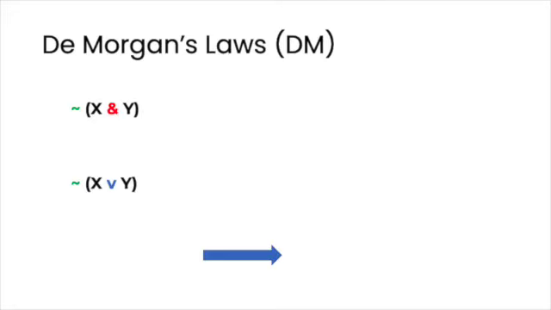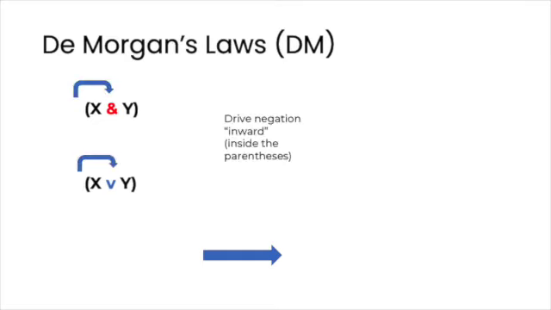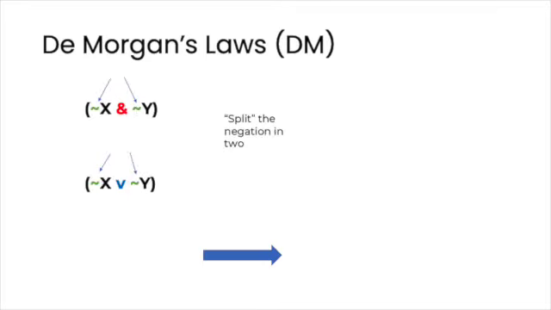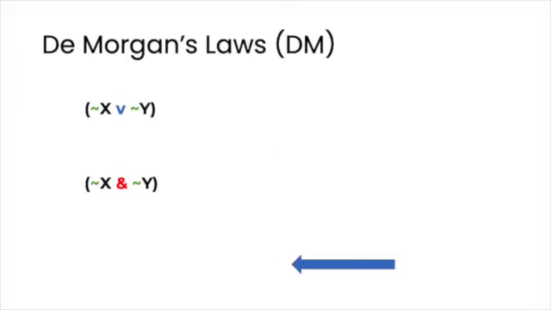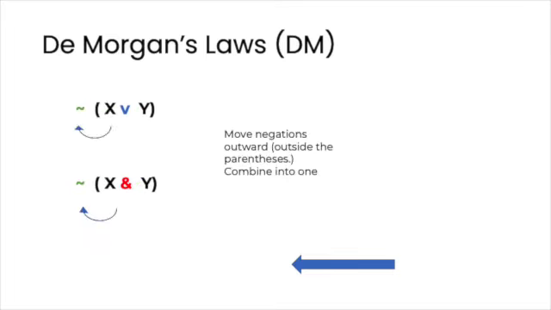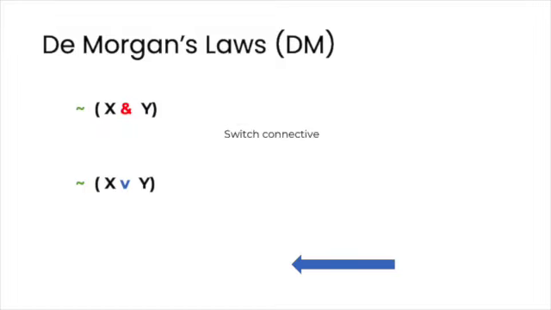Going from left to right, we have a negation that applies over a whole conjunction or disjunction. Then what DeMorgan does is this. First, it drives the negation inward, inside the parentheses, and distributes it among the two components. Second, it switches the binary connective from ampersand to V or vice versa. Going from right to left, we start with a conjunctive or disjunctive sentence where both of the components are negated. What DeMorgan does is push those negations outwards, outside of the parentheses, and combine them into one tilde. Last, it switches the connective. Also, remember that the rule applies to any sentence that matches the required form, no matter how long.